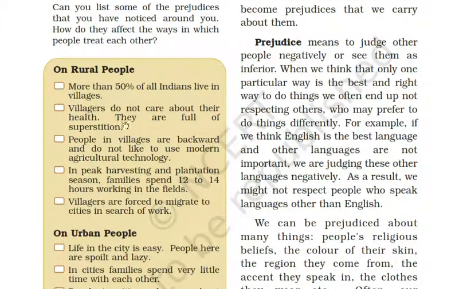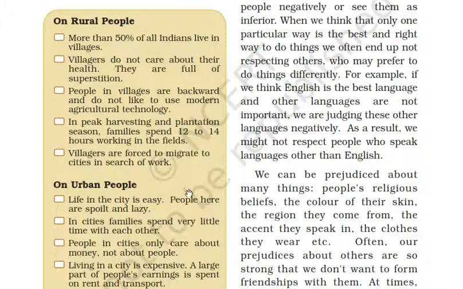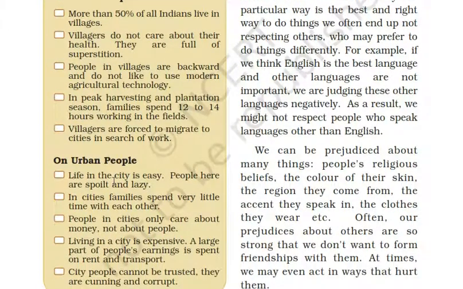On rural people: more than 50% of Indians live in villages. Villagers do not care about their health. They are full of superstitions. This is incorrect. People in villages are backward and do not like to use modern agricultural technology. These are also some of the prejudices. In peak harvesting and plantation seasons, families spend 12 to 14 hours working in the field, and villagers are forced to migrate to cities in search of work.